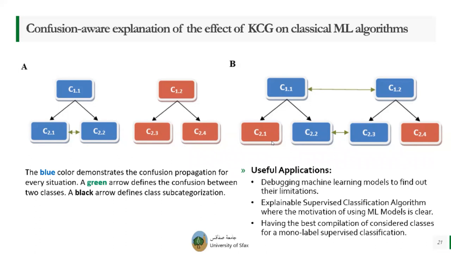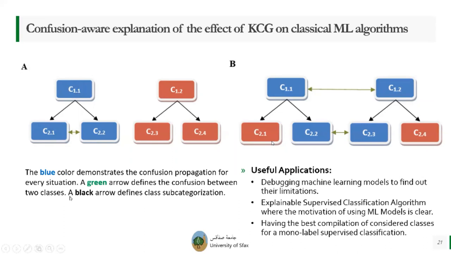For example, from the findings of the previous slides, we found out these two scenarios. I will just explain them a little bit. Okay, the blue color demonstrates the confusion propagation for each situation, and the green arrow defines the confusion between two classes. So these are two classes, and the green arrow between them means that these two are confused. So the two classes here and the blue classes here are confused. The black arrows just define class subcategorization. This means that, for example, C21 is the subclass of C11.